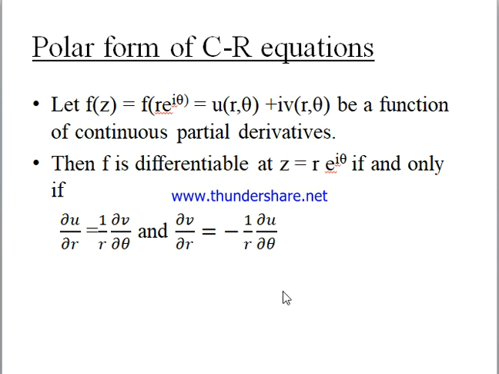So we are using r and theta. ∂u/∂r should satisfy (1/r) ∂v/∂θ, and ∂v/∂r is equal to −(1/r) ∂u/∂θ, which are the CR equations of the polar form.